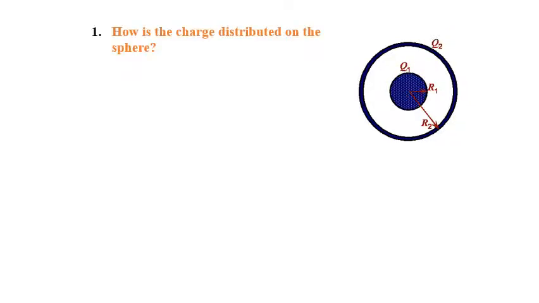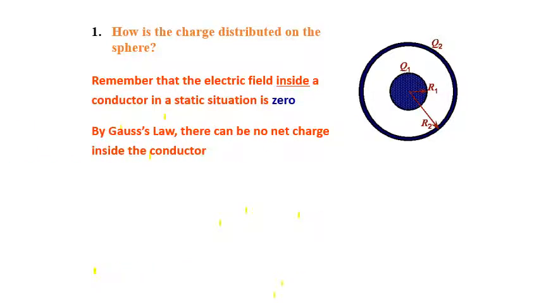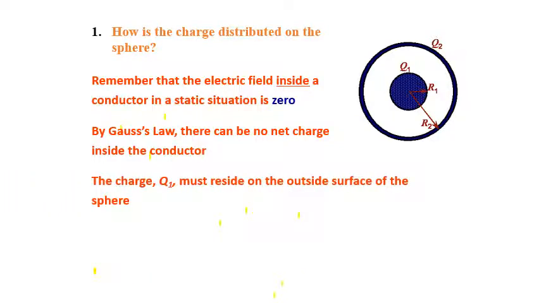The first question is, how is the charge distributed in the sphere? Remember that the electric field inside a conductor in a static situation is always 0. By Gauss's law, there can be no net charge inside the conductor. So the charge Q1 must reside on the outer surface of the sphere, like this. The charge is distributed only on the outer surface. There should not be any charge on the inside surface.